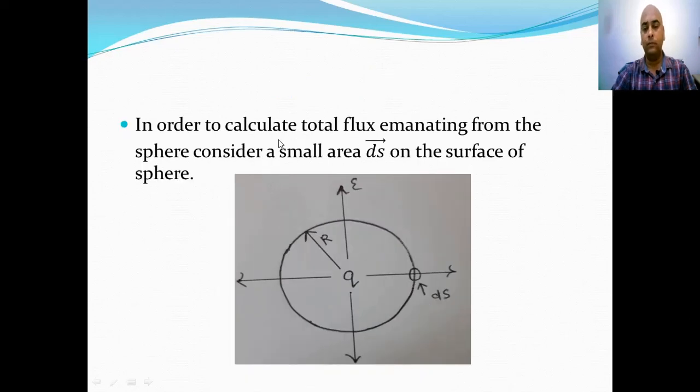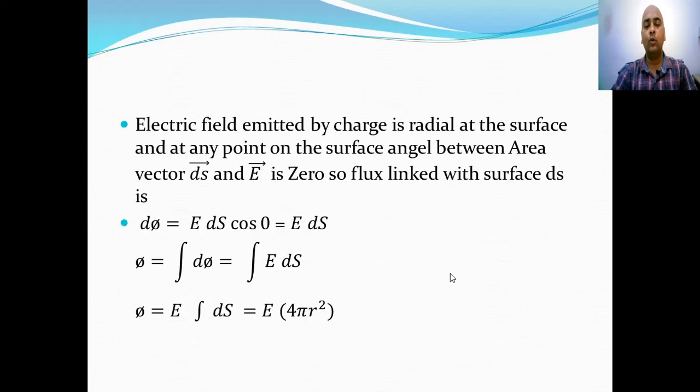So again, in order to calculate the total flux emanating from the sphere, consider a small area ds on the surface of the sphere, and as the angle between area vector ds and electrical field is 0, the small electrical flux emanating from small surface ds can be evaluated as d phi equal to E ds cos theta, and theta here is 0, so the flux which is coming out is E ds.